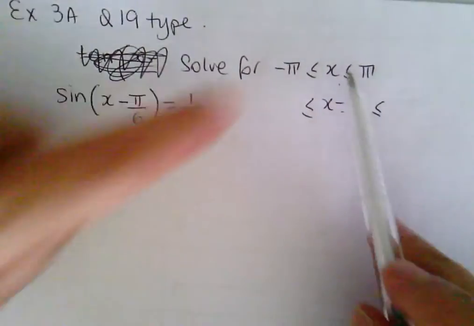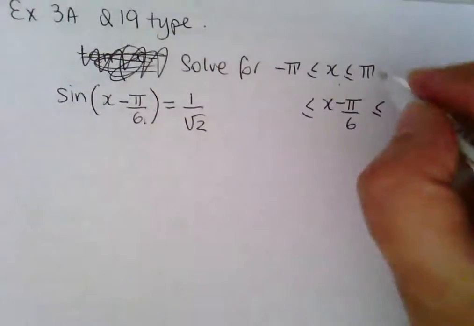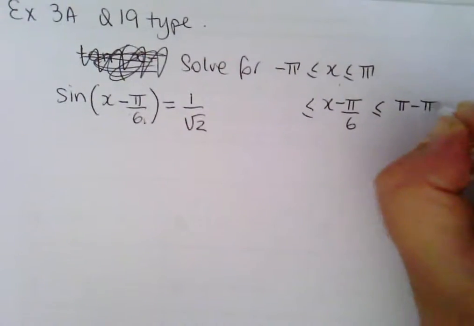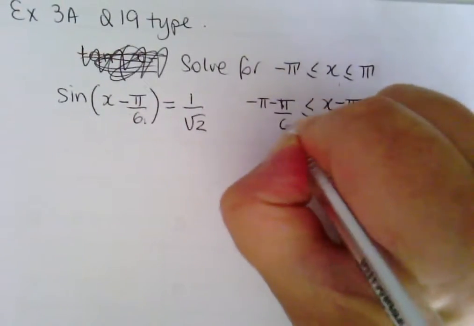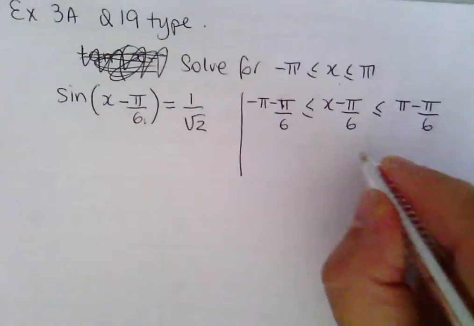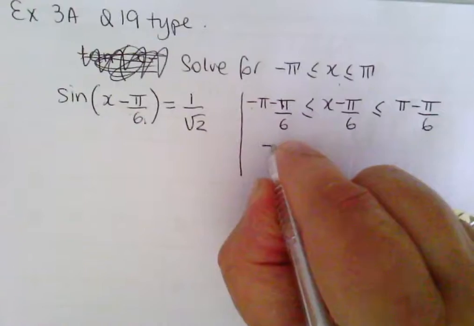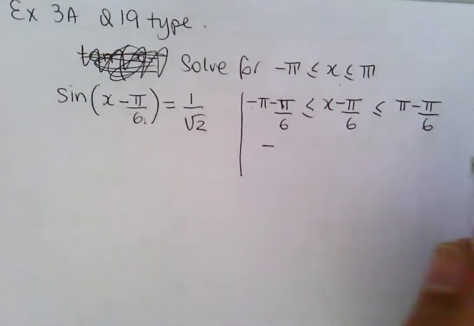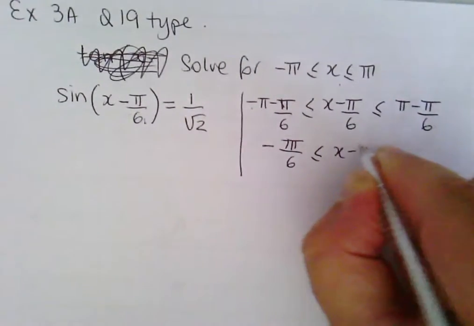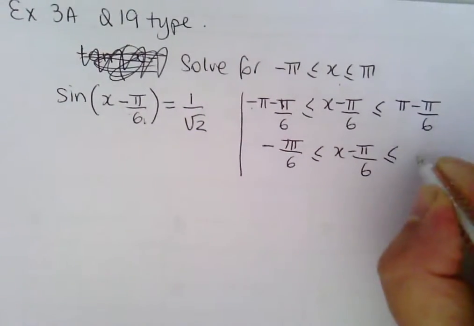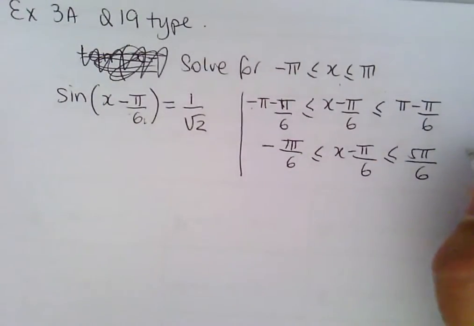So if you're comparing what's up there to what's down here, what happened to the x? We subtracted pi on 6. So you just subtract pi on 6 from everywhere. Yeah, we will, but I'd be very careful. So minus 1 minus 1/6 is what? Minus 7 pi on 6 less than or equal to x minus pi on 6 less than or equal to 5 pi on 6. So that's our new domain.